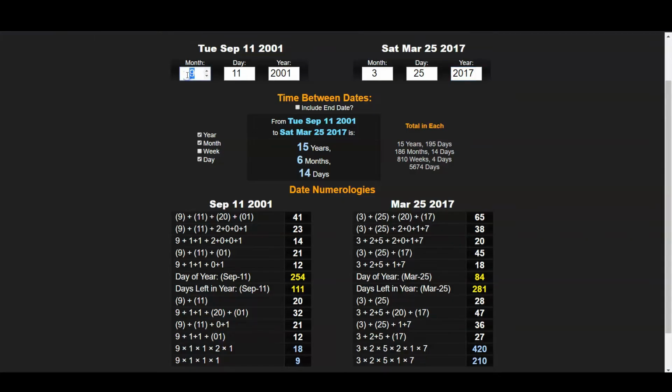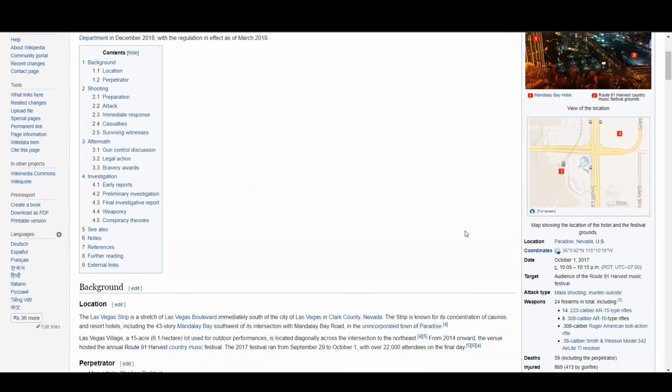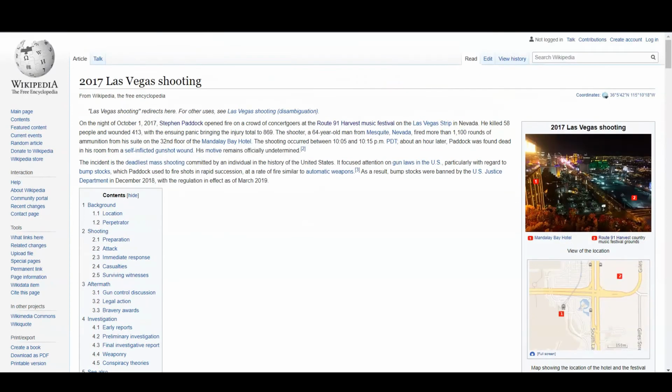I'll show you something with that. If we look at the day Donald Trump was inaugurated to the day of this Las Vegas shooting, it was 8 months and 11 days after Donald Trump was inaugurated. And if we look at Stephen Paddock, he was the shooter on the 32nd floor.